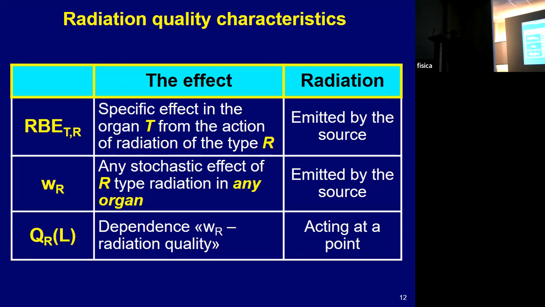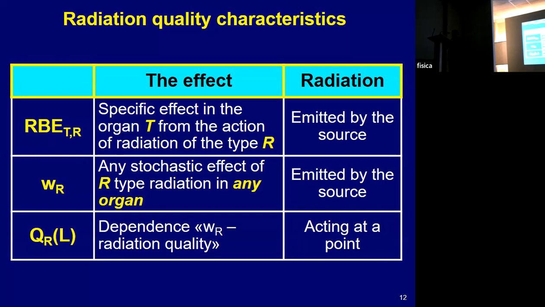There are 3 quantitative characteristics of radiation quality used in radiological protection. First is the coefficient of relative biological effectiveness of radiation, or RBE. Second is the radiation weighting factor, WR. And third is the radiation quality factor Q, depending on the type of radiation.